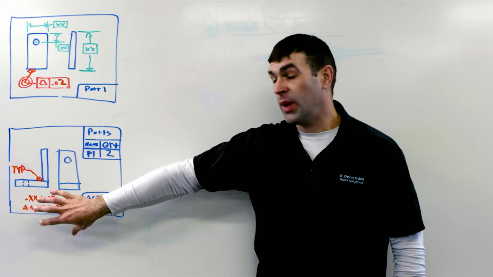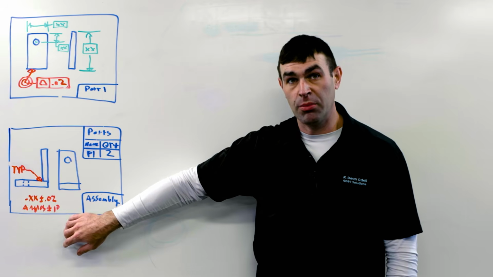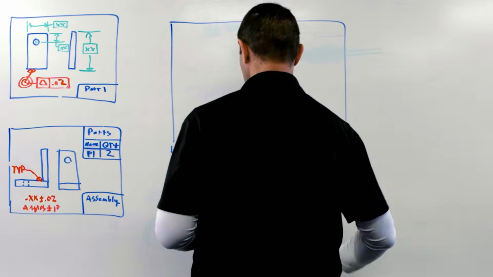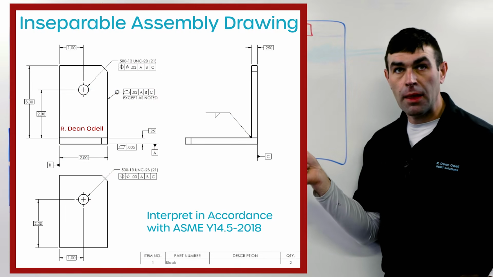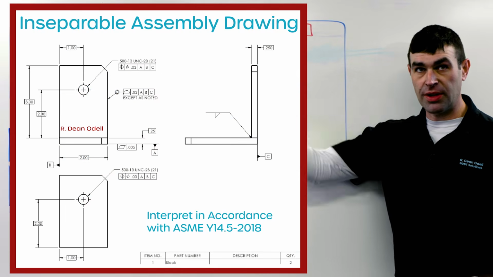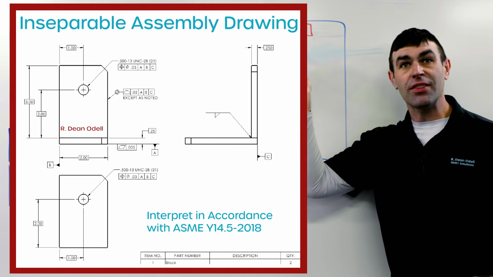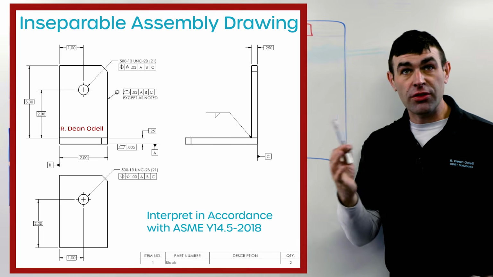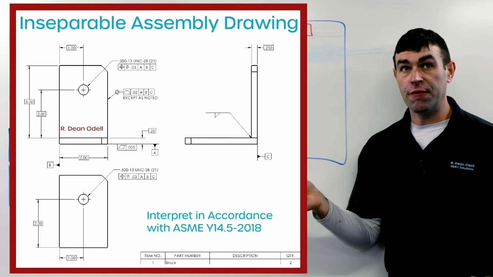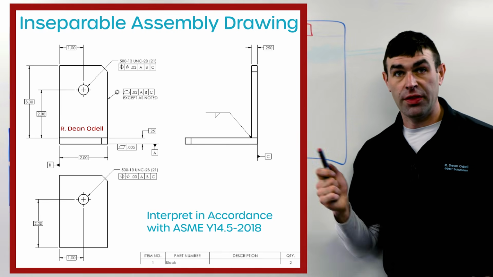Now, the way you can avoid this with inseparable assemblies is to use an inseparable assembly drawing or a weldment drawing, in which case you're going to show both of the parts on the drawing and fully dimension everything on this sheet. I'm not going to draw everything on here, but you need something to control everything. And then you just get rid of the detail drawings. You don't need them anymore. The fabricator or whoever will figure out what size these pieces need to be based on this drawing.